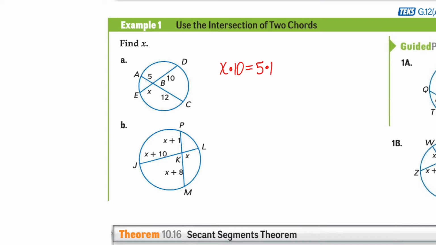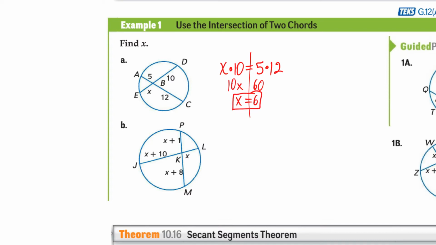Now, don't put these brackets on yours, I'm just showing you, but these two pieces that you multiply together here are the pieces that are connected to each other. Those are the two you multiply together. All right, so this one's easy. 10x equals 60. Divide by 10, x equals 6.